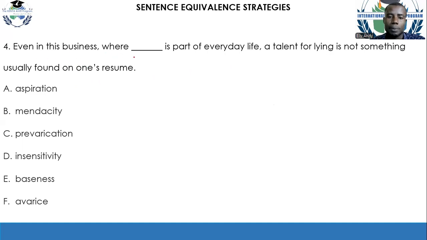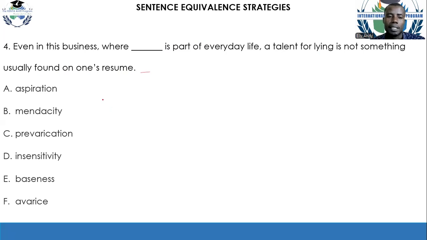Even in this business, where something is part of everyday life. So up to there, if you stop there, again, this is why we said you don't read up to the blank and start filling it. Because if you stop at the first comma, you really don't get the meaning of the sentence. So the second part of this sentence, that is, a talent for lying is not something usually found on one's resume, gives us a further clue that we can use to decipher this sentence and plug in the blank.